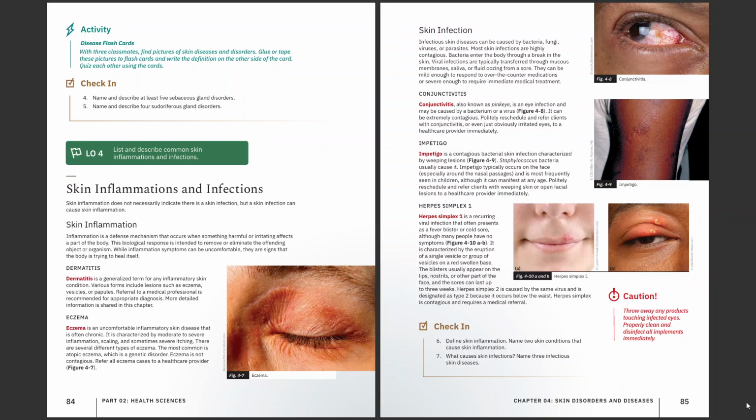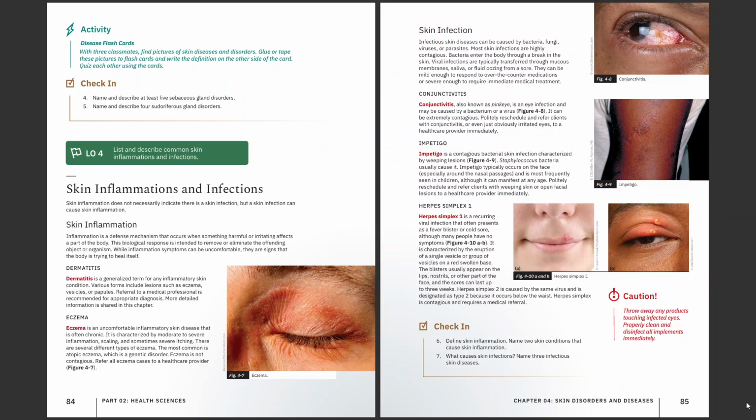We are on learning objective number 4. List and describe common skin inflammations and infections. Skin inflammation does not necessarily indicate there is a skin infection, but a skin infection can cause skin inflammation.